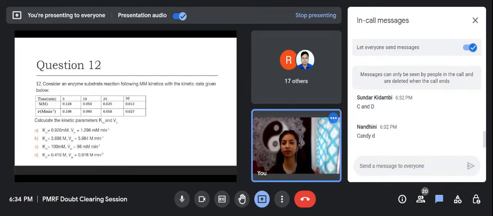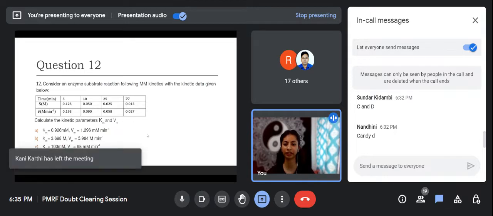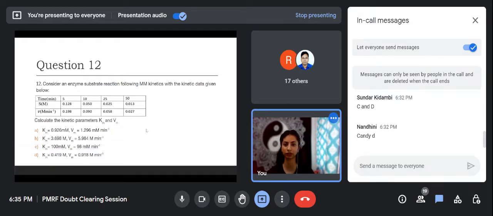Moving on to question number 12. Okay, so this is a calculation question. I hope you guys have a calculator and a laptop with Excel in case you want to follow along. So consider an enzyme substrate reaction following Michaelis-Menten kinetics with the kinetic data given below. What they have given you is the time in minutes, the substrate concentration in molar, and the velocity in molar per minute, right? And you have to calculate the kinetic parameters Km and Vm. Okay, and these are the options given to you.